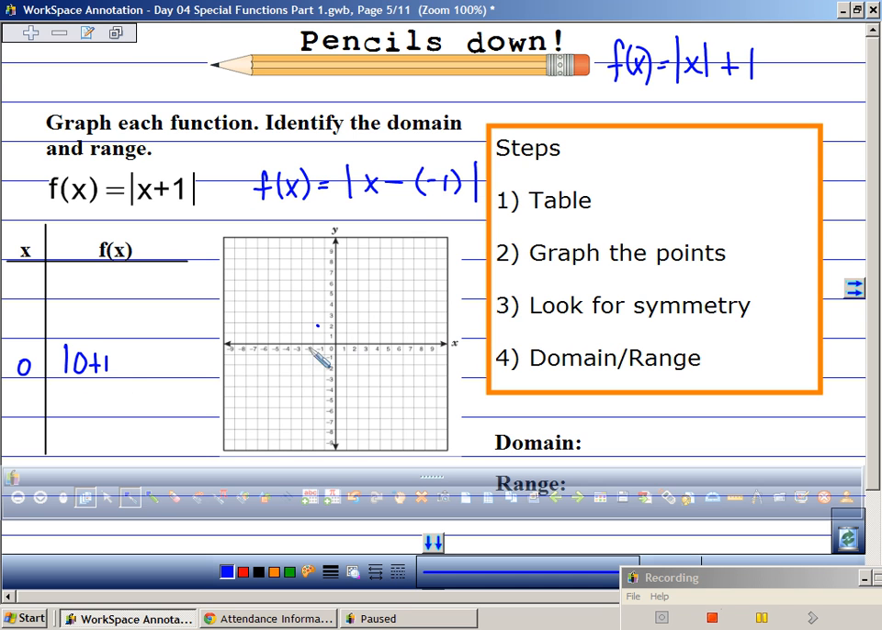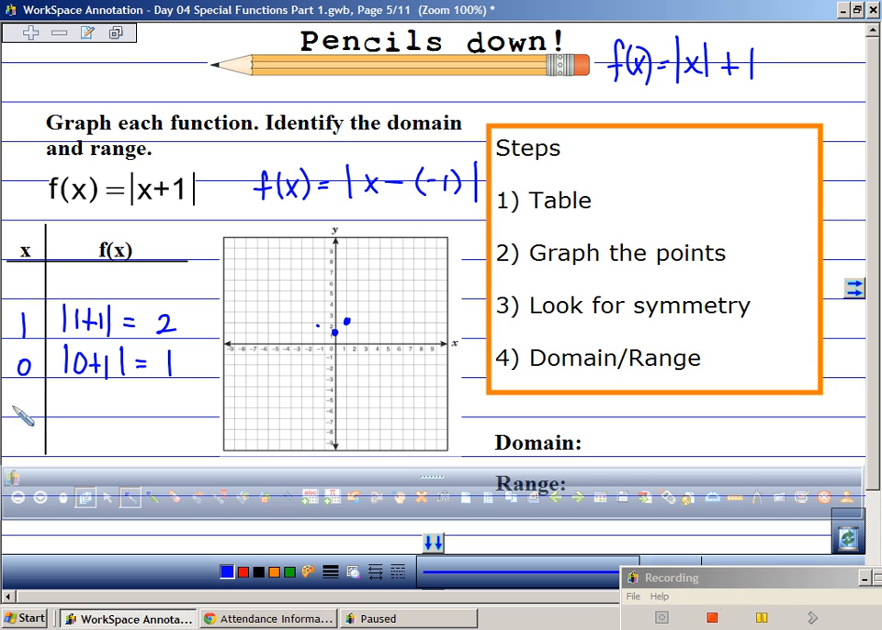I think I was looking at this one, and that's why I went this way. 0 plus 1 is 1. So we have 0, 1. No, it still will be. Okay, now what would you like to put in? 1. What's the absolute value of 1 plus 1? 2. So if I go over 1, I'm going to go up 2.